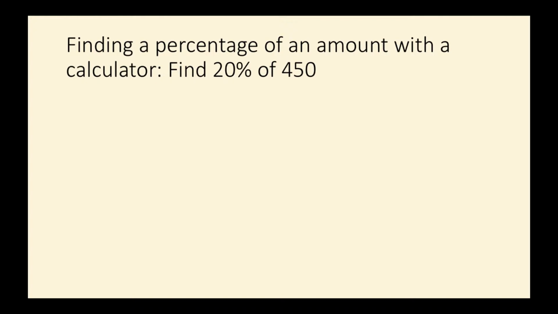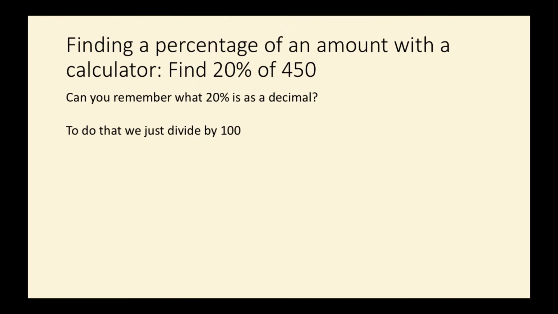So let's find 20% of 450. Now, can you remember what 20% is as a decimal? If you can remember, that's great. And if not, all you have to do is divide 20 by 100. You should be able to do that easily in your head, and you might also remember the pattern that we talked about where it's just going to be 0.2. So technically we're dividing by 100, but if you can remember the pattern, 20% is 0.2. That's even better because you'll be quicker at your calculations.